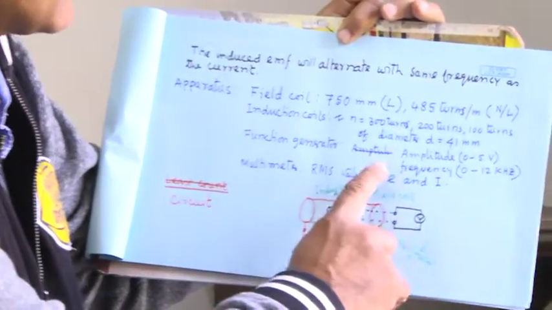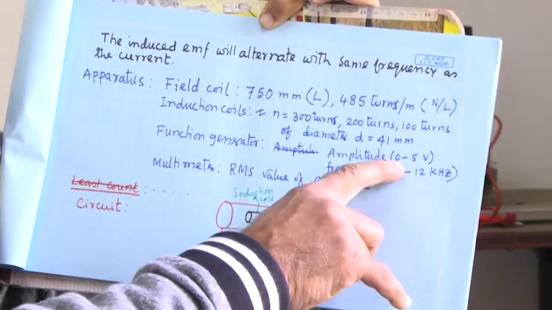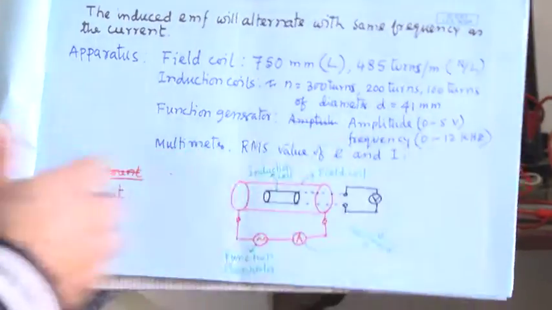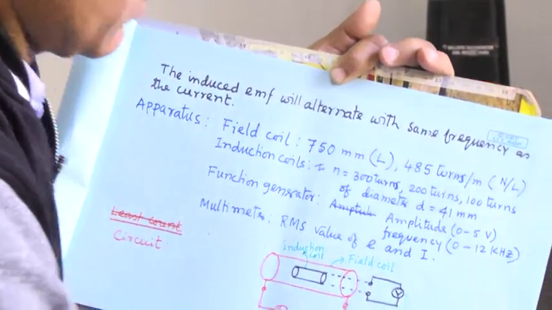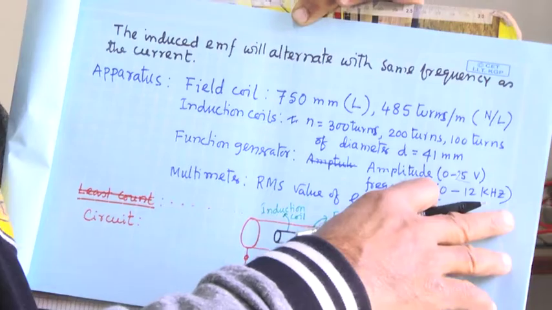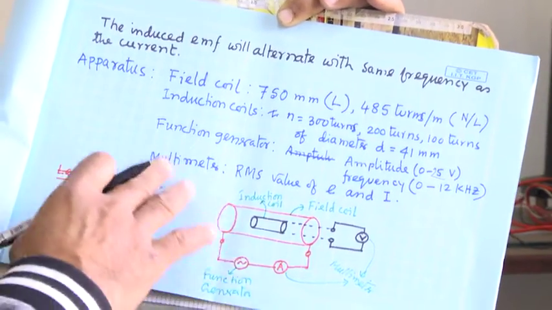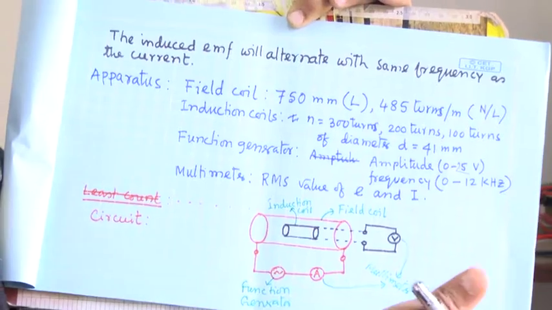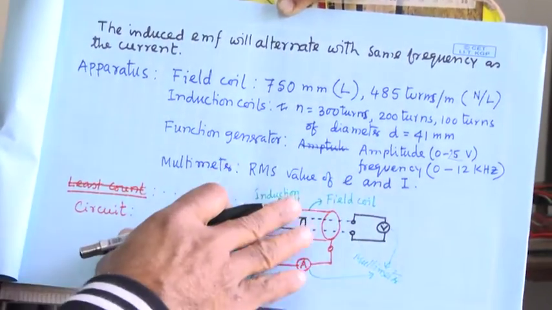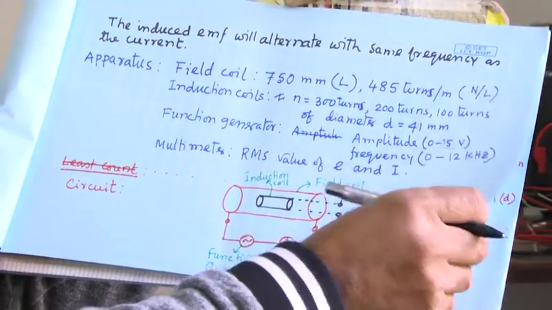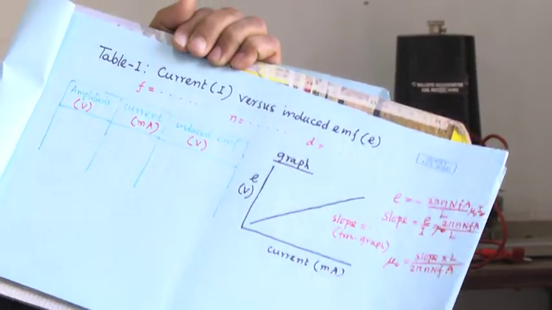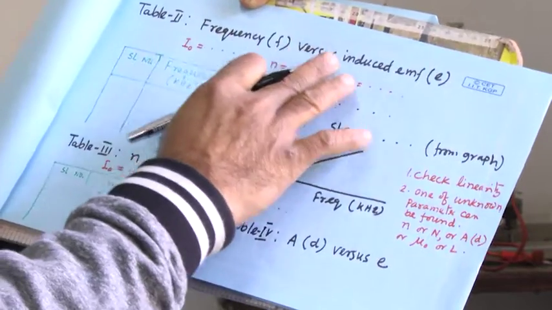We have a function generator. Its amplitude range is 0 to 25 volt, not 5 volt, and frequency 0 to 12 kilohertz. So this range is given, and within this range you have to do the experiment. We have used two multimeters. One is used as an ammeter, another is used as a voltmeter. So you have to continue taking data. This data, whatever I was taking, is frequency versus induced EMF, right, frequency versus induced EMF.